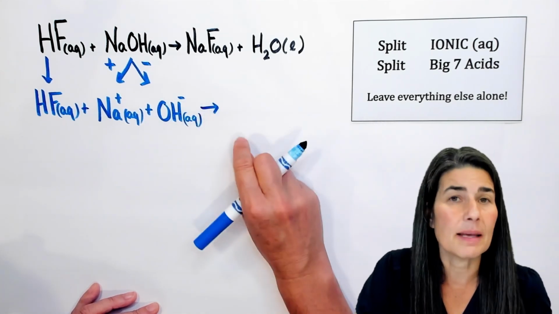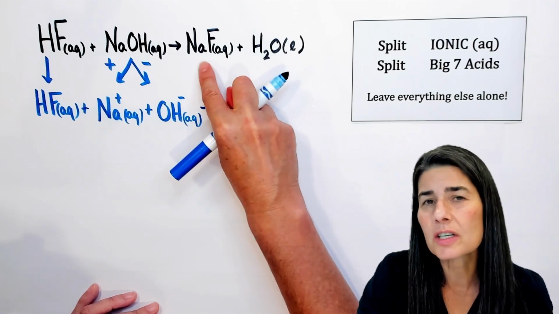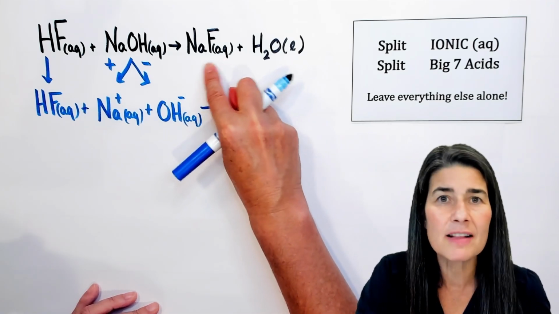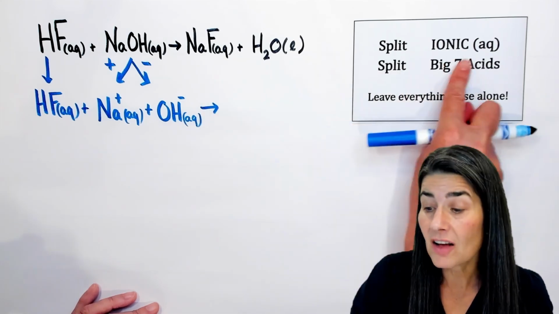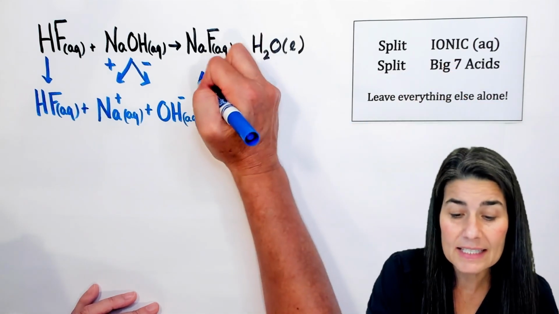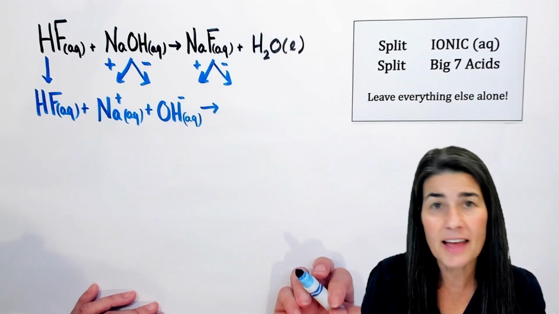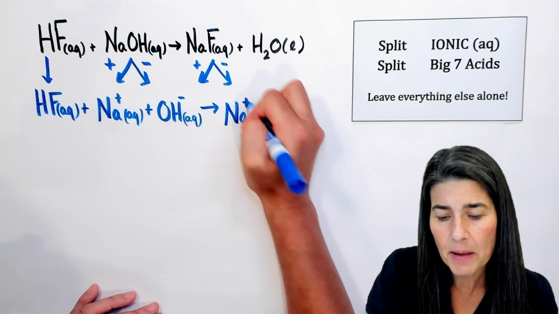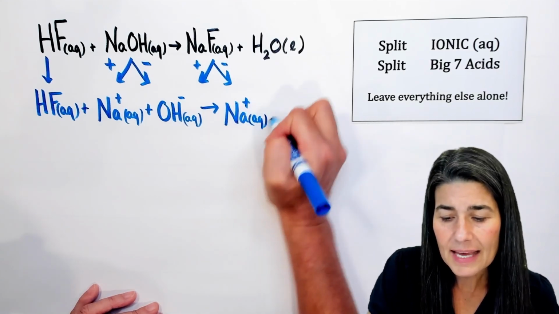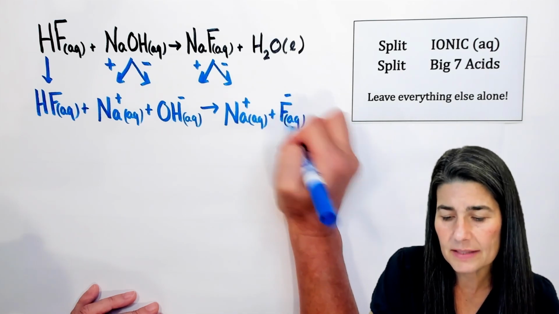All right, let's examine our products. The first product, sodium fluoride, starts with a metal. We have a metal and a nonmetal. It's aqueous and ionic. So we know we're going to need to split sodium fluoride up into the plus ion and the minus ion. The plus ion is Na positive. The negative ion is F with a minus, and I'll write aqueous there.